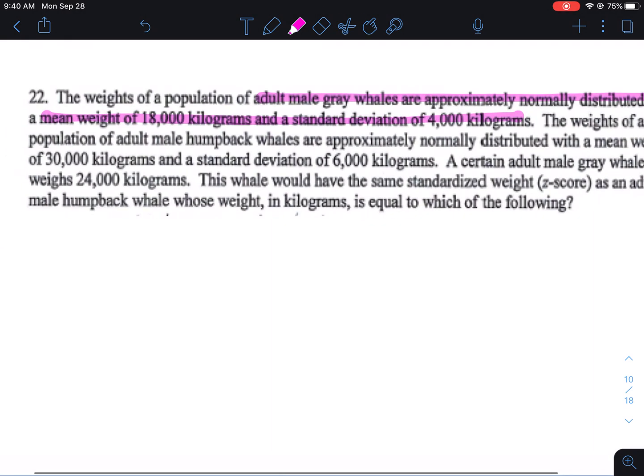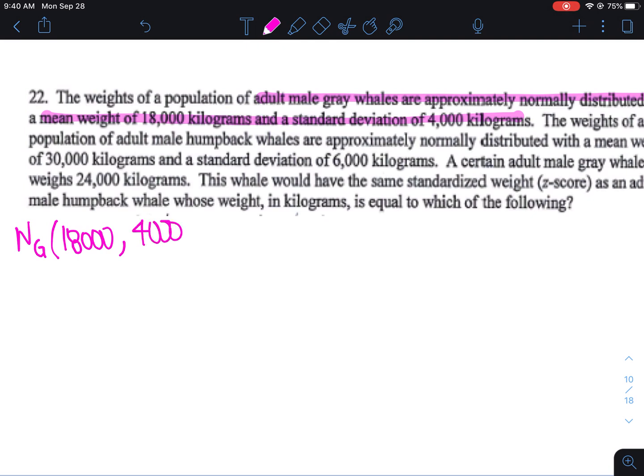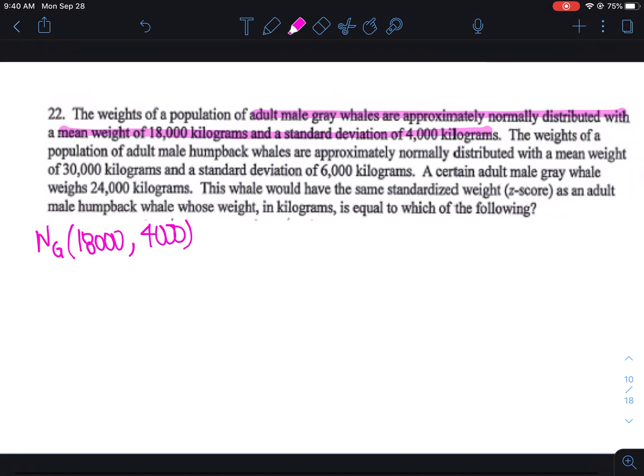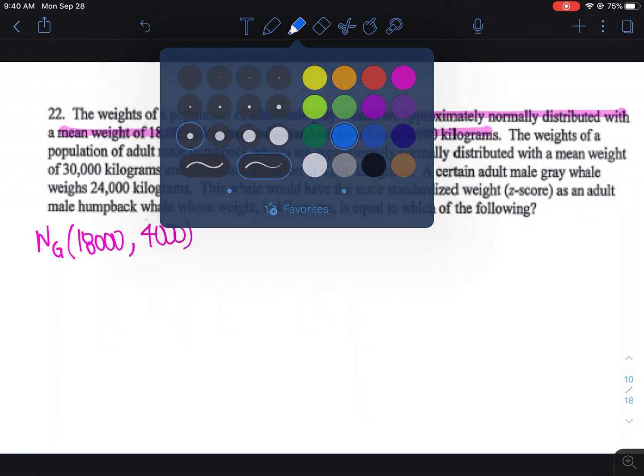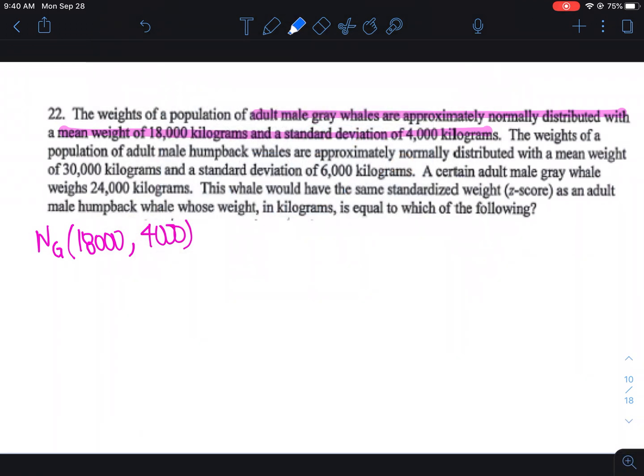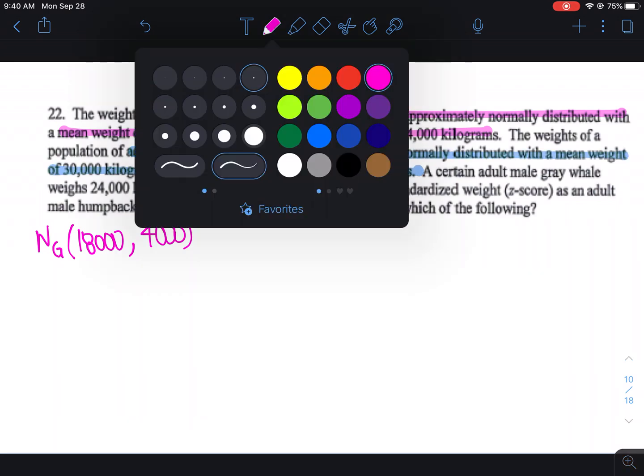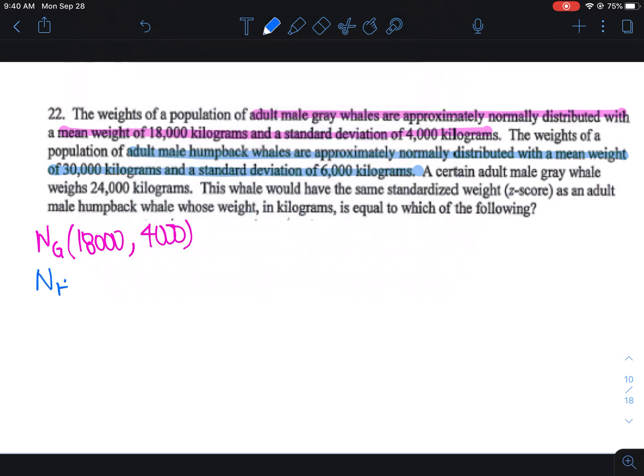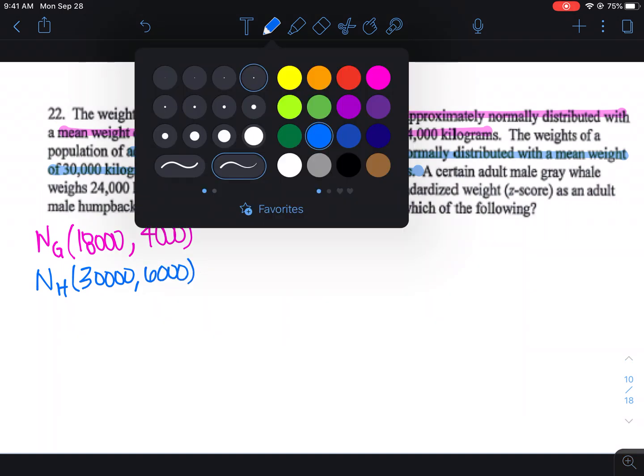So what I'm going to do is I'm already going to write one thing that I have. That's N, the normal distribution for the grays. It's going to be 18,000, comma 4,000. Mean, standard deviation. The weights of the population of adult male humpback whales is approximately normally distributed with a mean weight of 30,000 and a standard deviation of 6,000. So I'm also going to note that. Humpback whales is going to be 30,000, comma 6,000. Now I'm going to see what else I need.